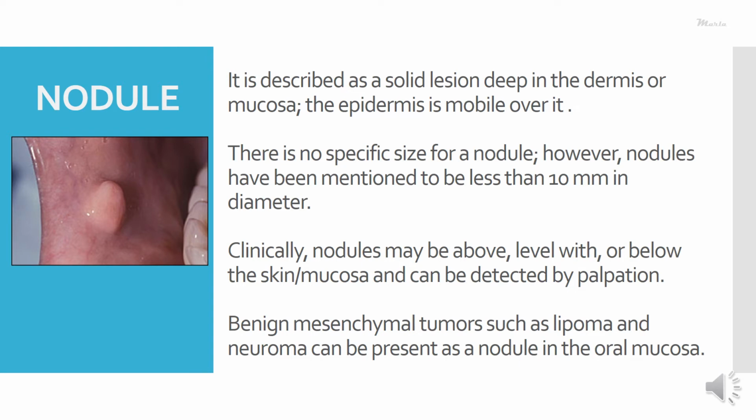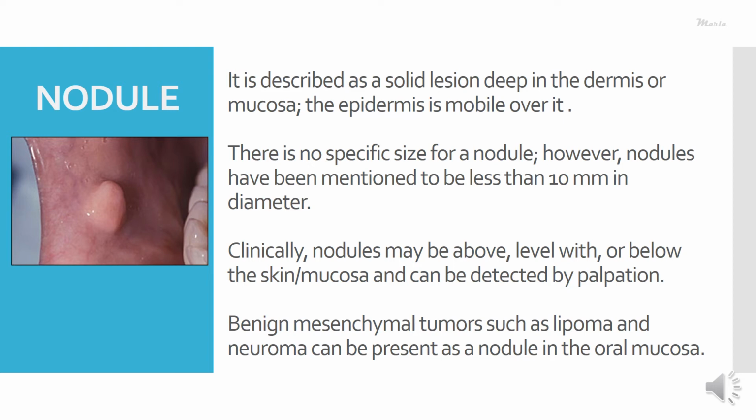So more commonly the nodules will be above the skin or mucosa and can be detected by palpation. Sometimes they may be at level, or sometimes they may be depressed also within the skin, but they will be firm on palpation and you can easily segregate them from the adjoining normal mucosa. As you can see here, we have a nodular lesion with the sessile base. Some may have a pedunculated base as well.